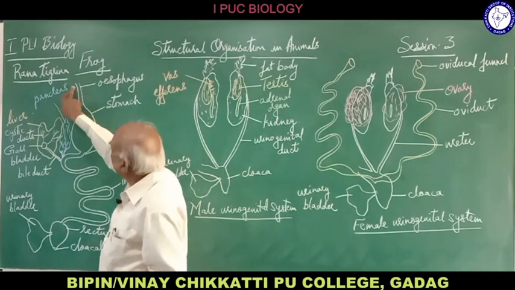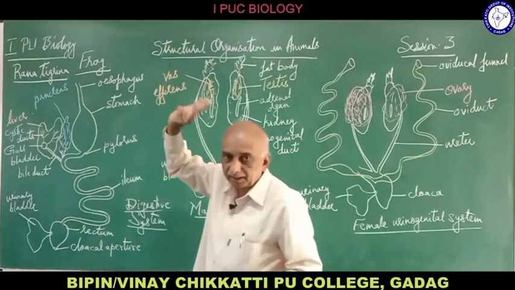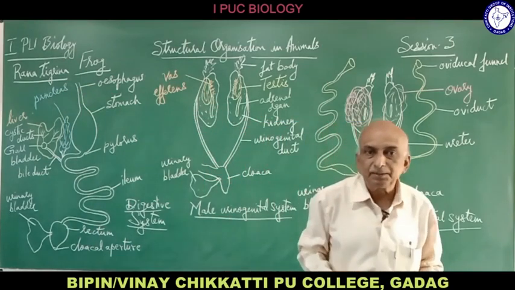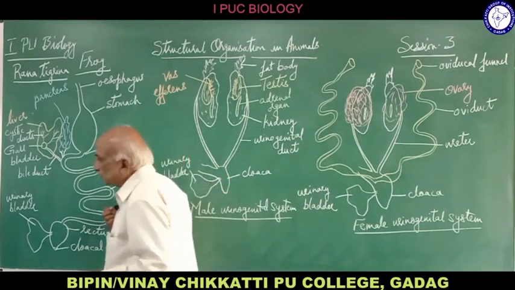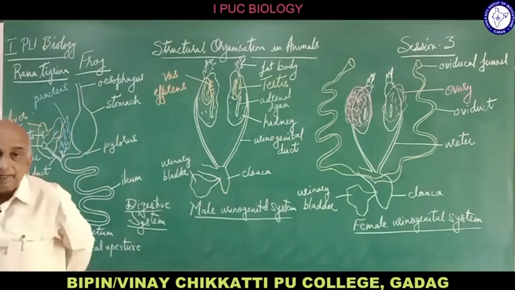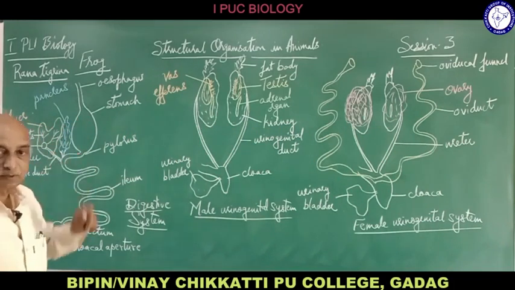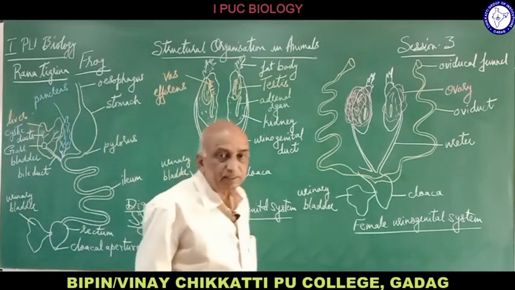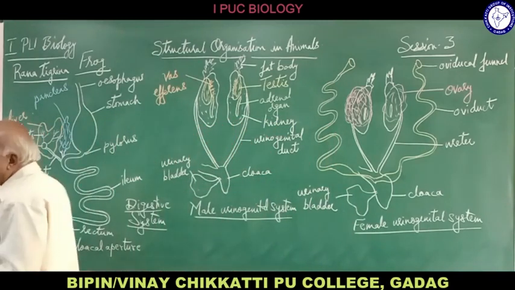So before the esophagus you find the pharynx, and the buccal cavity is present between the two jaws. Now the esophagus, which is a narrow short tube, continues into a sac-like muscular stomach. So the stomach is muscular, and it is where the food is digested.